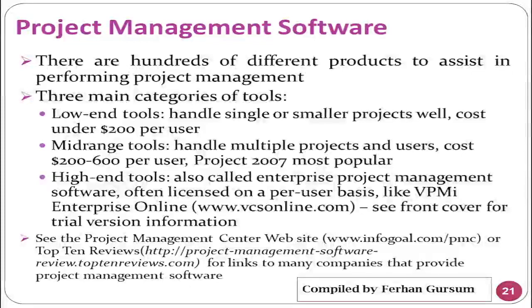So, low-end tools handle small projects and cost under $200. Mid-range tools handle multiple projects and users, but cost around $200 up to $600 per user. When we say high-end tools, it's also called enterprise project management software. Often it is licensed on a per user basis. You have to pay per user license, like VPMI Enterprise Online at www.vcsonline.com, where you can see a trial version.